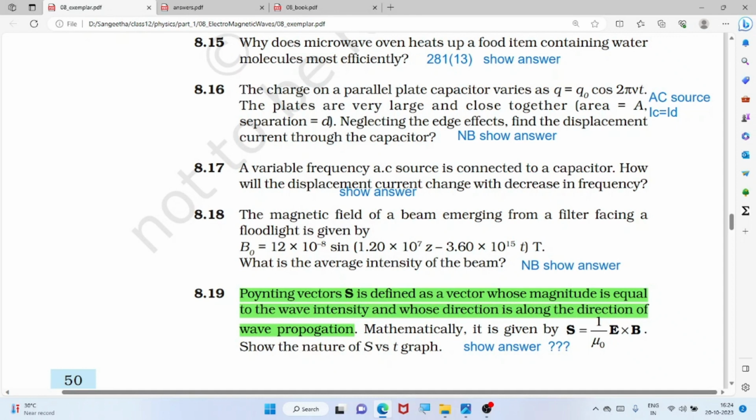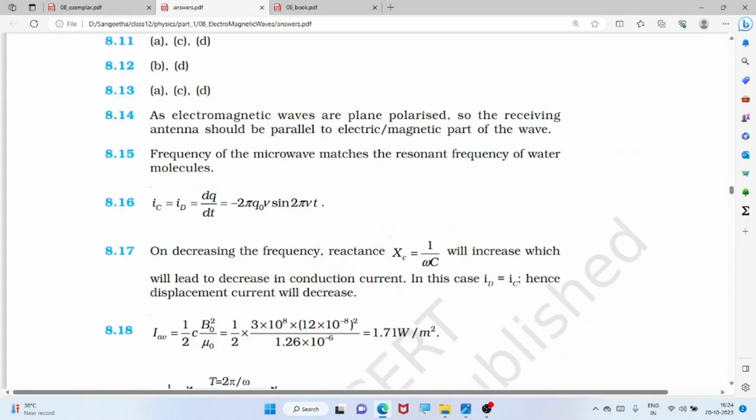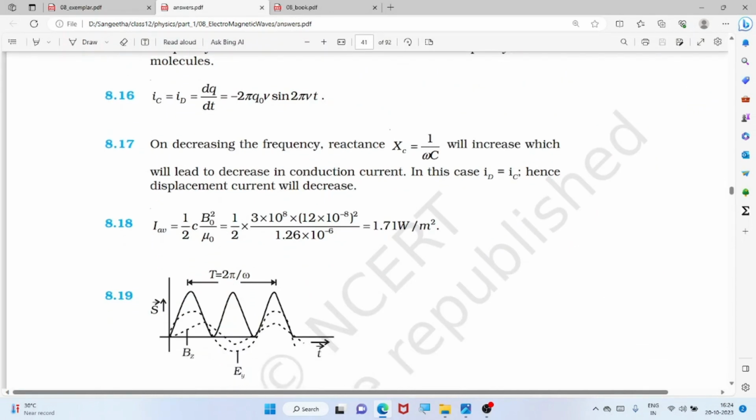A variable frequency AC source is connected to a capacitor. How will the displacement current change with a decrease in frequency? On decrease in the frequency, the reactance, equal to 1 by omega C, will increase. Decreasing the frequency means this will increase, which will lead to a decrease in the conduction current. In this case both currents are the same, so the displacement current also will decrease.